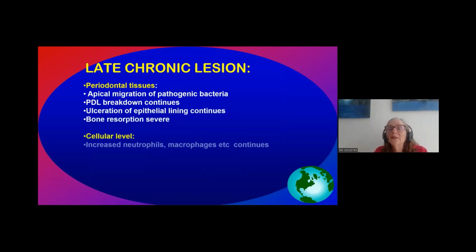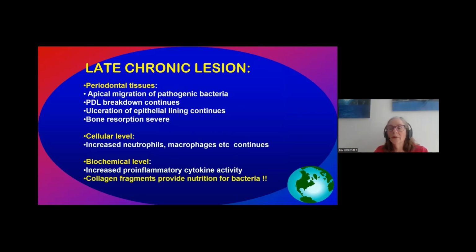Now we have the late chronic stage where things are going haywire completely. It's going out of control. These are patients that are bleeding. The periodontal breakdown continues. You have the apical migration of the pathogenic bacteria. They're getting in really deep. There's the ulceration of the epithelial lining, which is causing bleeding, and the bone resorption is severe. We see it on the x-rays.